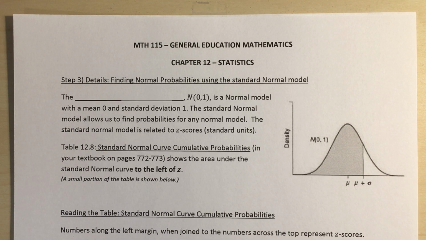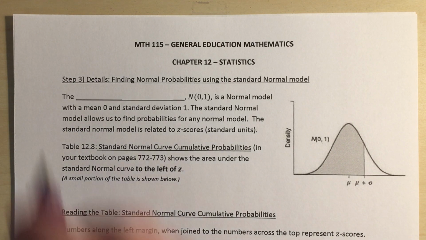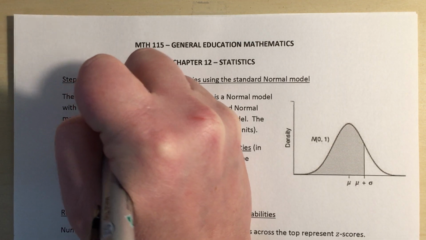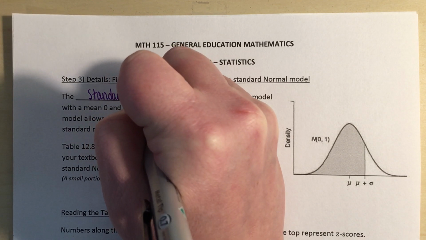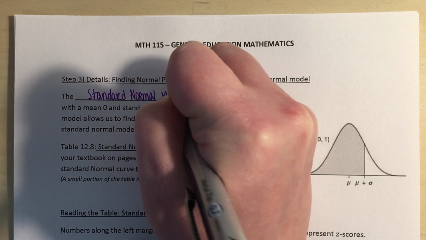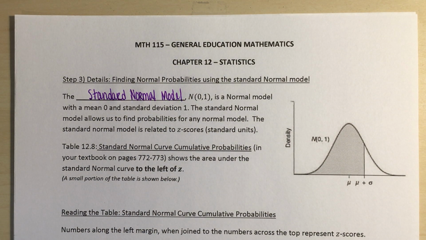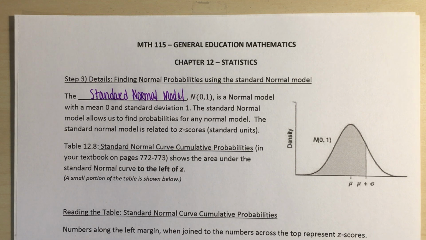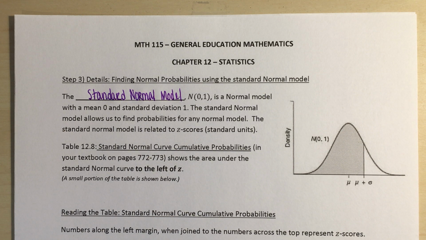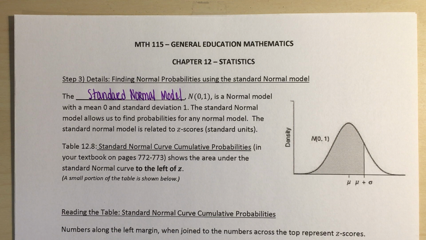So just to give us a better idea of what we're looking for when we're looking at our table, this table that I'm referring to has to do with our standard normal model. The standard normal model, shown in this notation N(0, 1), is a normal model with a mean of 0, so that's where that 0 comes from in that notation, and a standard deviation of 1, so that's the other part of that notation, the capital N referring to a normal distribution. The standard normal model allows us to find probabilities for any normal model. The standard normal model is related to z-scores, or our standard units.